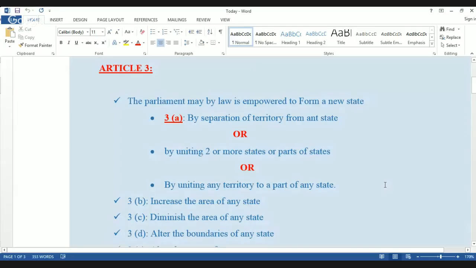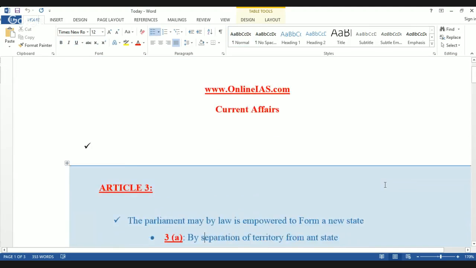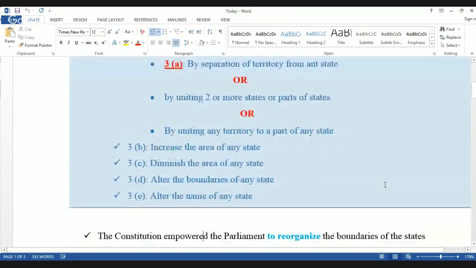So Article 3 says that the Parliament may by law is empowered to form a new state. How? By separation of a territory from any state, by uniting two or more states, by uniting any territory to a part of any state. And apart from this, the Constitution also permits the Parliament to diminish the area of any state. You can also alter the boundaries of any state, and alter the name of any state.